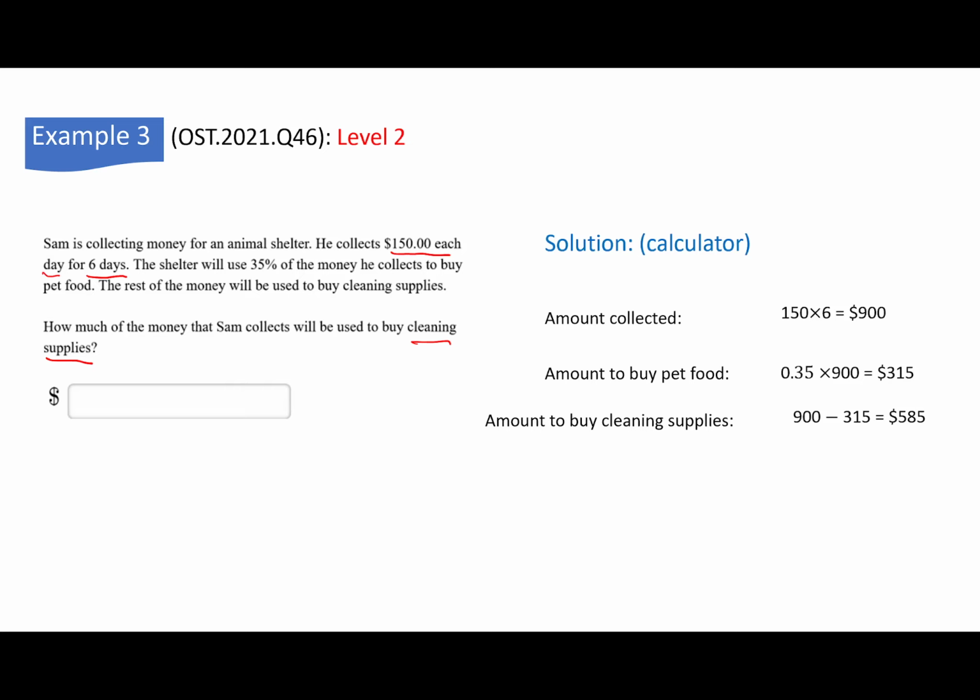Now what you can do also, you can say, okay, if 35% is to buy pet food, then 65% to buy supplies. And then 0.65 times 900, you get 585, which is the same answer.